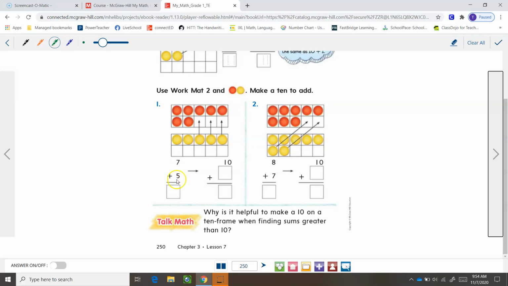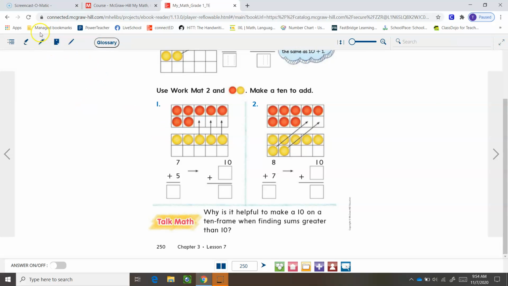So the first problem says 7 plus 5. If I look at 7 plus 5, I know I can make a 10 with this 7. So what I'm going to do is I'm going to move my 3 counters up into that tens frame. So now instead of 7 plus 5, it now becomes 10 plus, and I only have these 2 left over here. So it's going to be 10 plus 2. It's a little easier to add 10 plus 2 because it's one group of 10 and 2 ones. So 10 plus 2 equals 12. So that means 7 plus 5 is going to equal that same thing, 12.